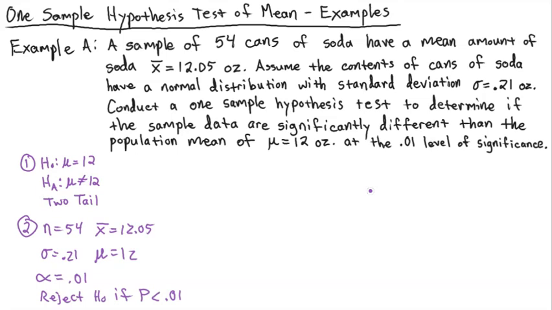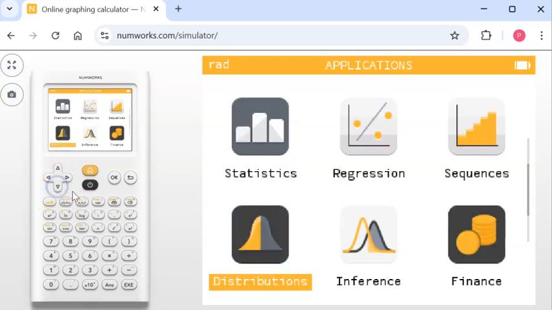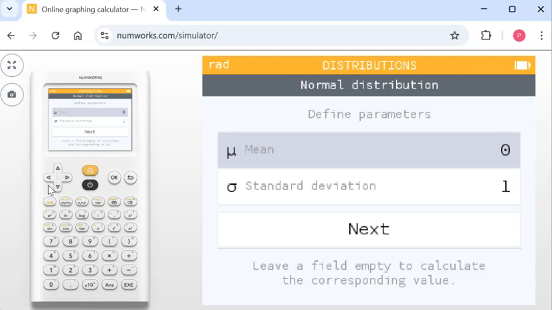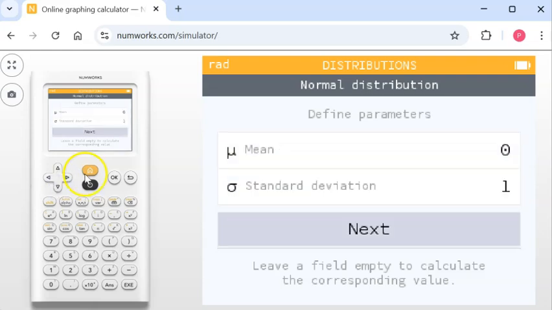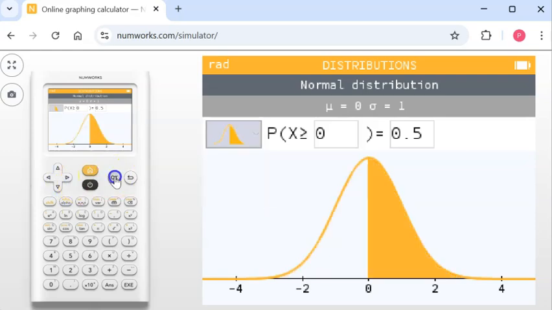All right, now step three says to identify the critical value of the test statistic z, which we're going to do in NumWorks. We're going to go to the NumWorks calculator. We're going to go down to distributions. We're going to select normal distribution. We're going to leave it mean is 0, standard deviation is 1, hit next, okay. And since this is a two-tailed test, we are going to go down to the right tail test.